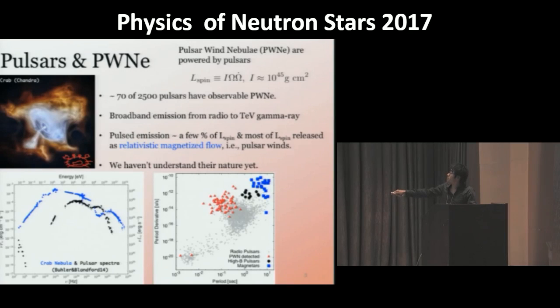This is the spectrum of the Crab Nebula in blue and the Crab pulsar in black. The pulsar emission is only a few percent of the spin-down luminosity, but the emission from the pulsar wind nebula is much larger than that from the pulsar. Okay, but we don't understand the nature of the pulsar wind.